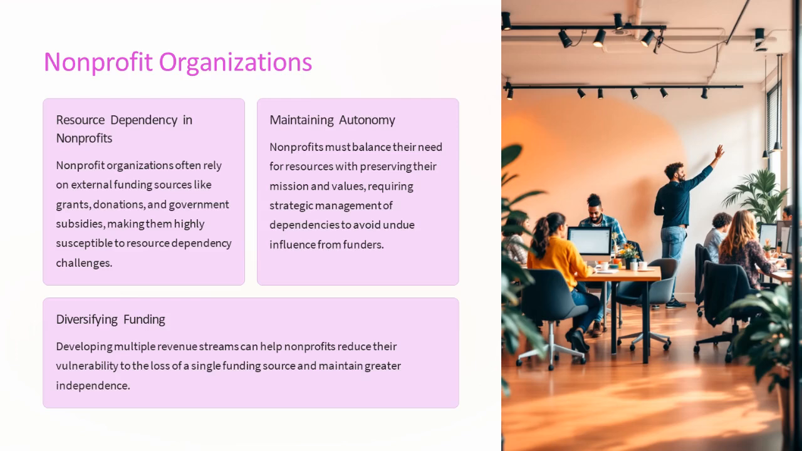Non-profit organizations often rely on external funding sources like grants, donations, and government subsidies, making them highly susceptible to resource dependency challenges. They must balance their need for resources with preserving their mission and values, requiring strategic management of dependencies to avoid undue influence from funders. Developing multiple revenue streams can help nonprofits reduce their vulnerability to the loss of a single funding source and maintain greater independence.